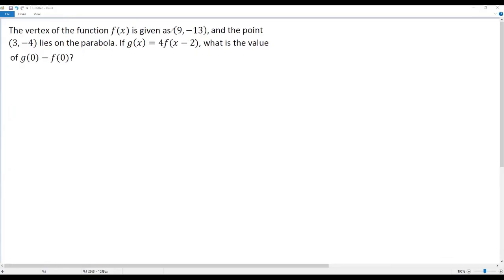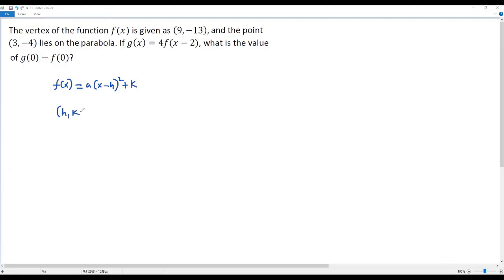Okay, here we have vertex (9, -13) for the function f(x), and also we have the information that the point (3, -4) lies on the parabola. Since the graph of f(x) is a parabola, f(x) must be a quadratic function, and since there is a vertex, let's write the quadratic function f(x) in vertex form. That is f(x) = a(x - h)^2 + k.